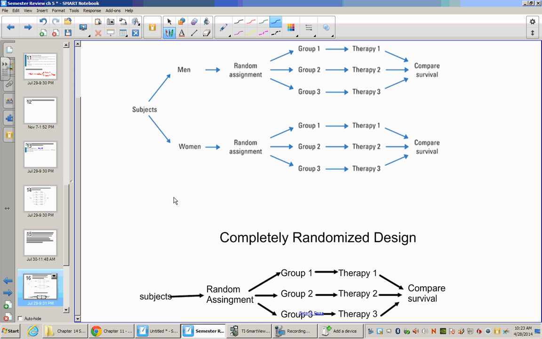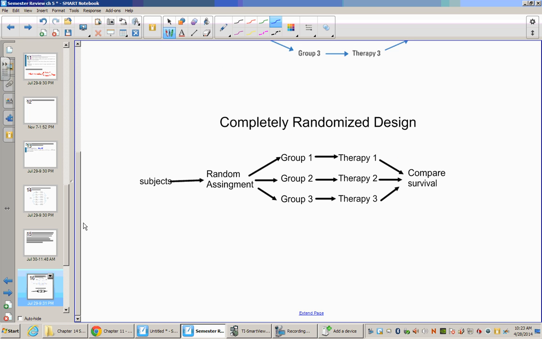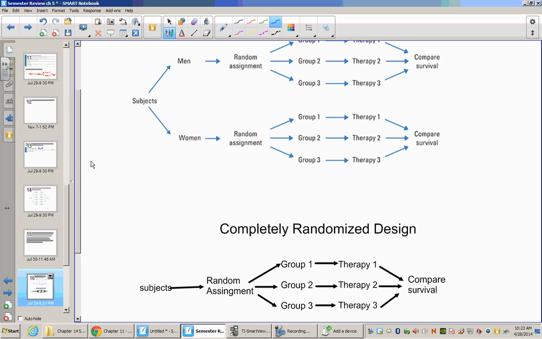Now, a completely randomized design is just having all the subjects in one group and then randomly assigning them to the 3 different groups where they get the therapies and you compare survival. The downside of the completely randomized design is that something might work well for women and not for men, or vice versa, and you might not be able to see significant results because they're combined with people who didn't get results from it.